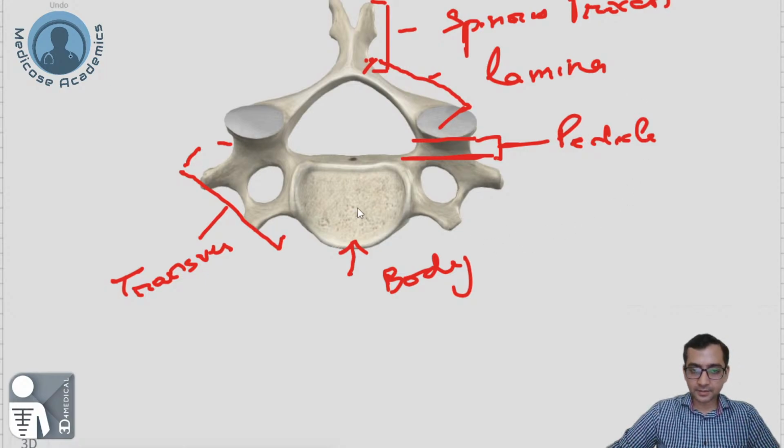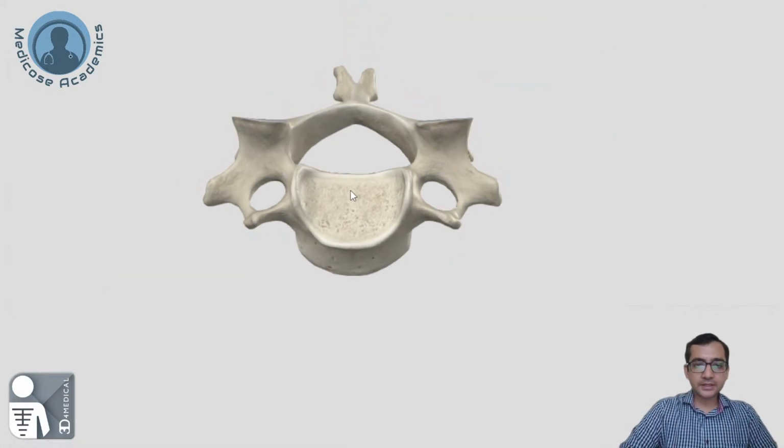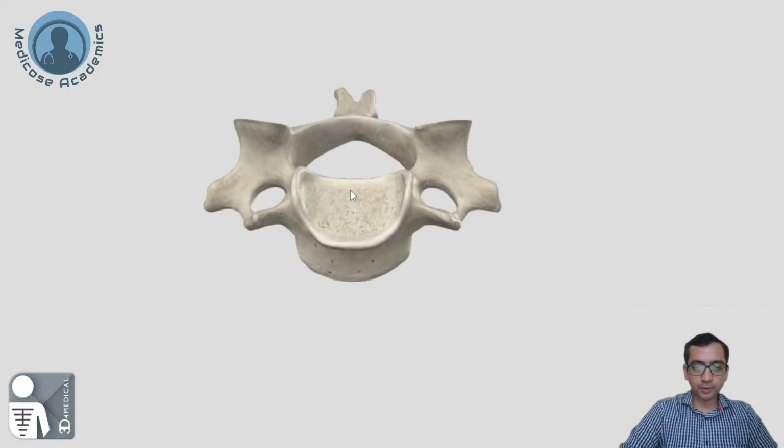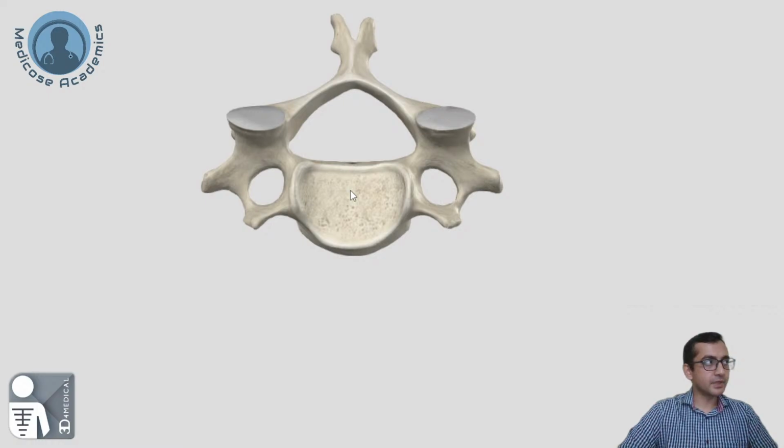So there is a body, there is a transverse process, a very little pedicle. It is thick and short, moving backwards. There is a lamina, and there is a spinous process. We will go to the features of them one by one. Let's start with the body. If you look at the body, it is smaller as compared to the vertebral canal.